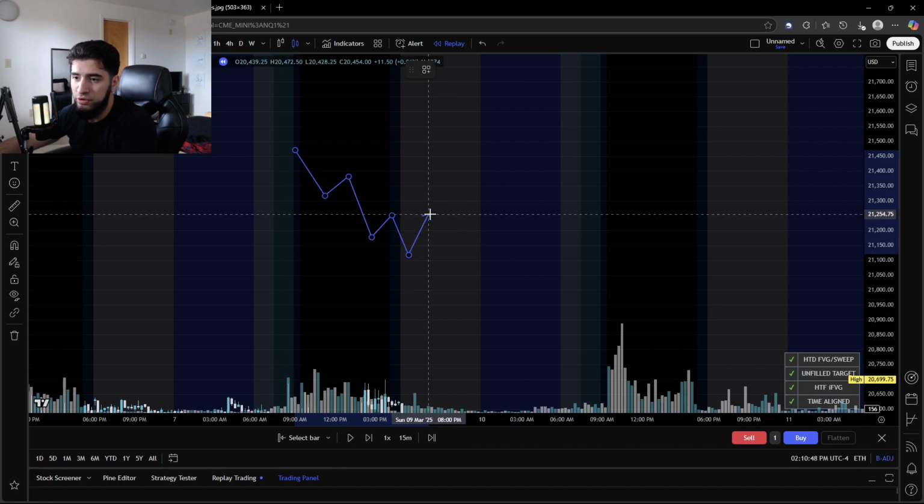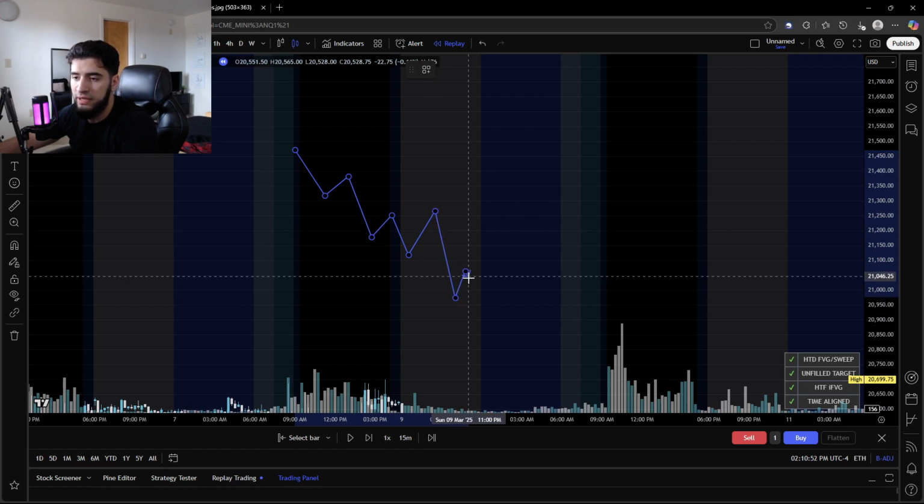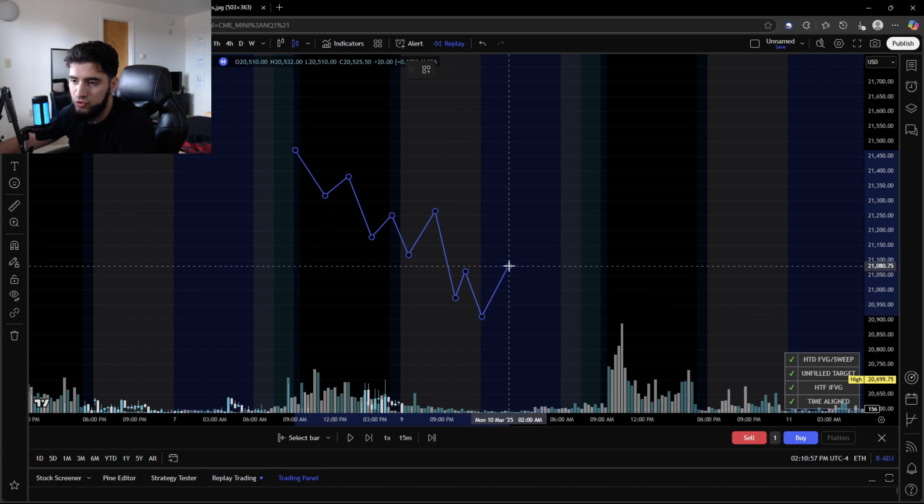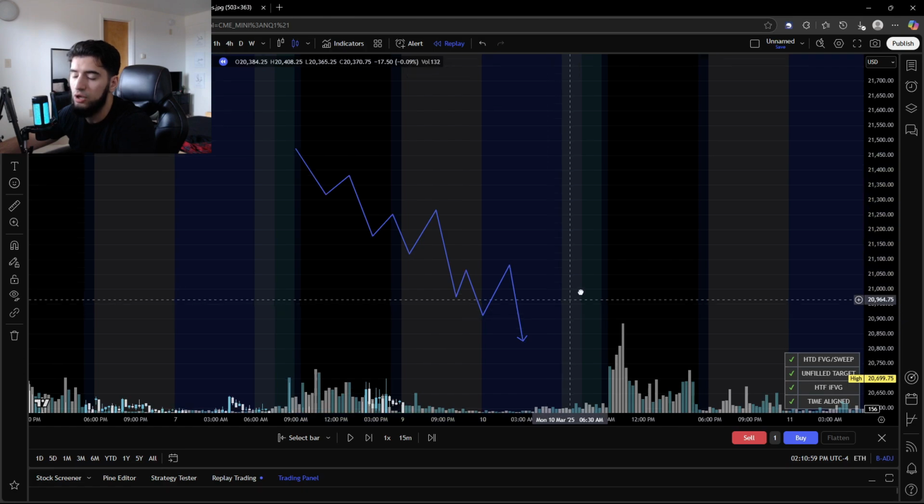We sweep our previous high, our lower high, but then we keep on dumping lower. We come up again, we make our lower low, lower high, and again we come up real quick, sweep our high, and then keep on pushing lower.